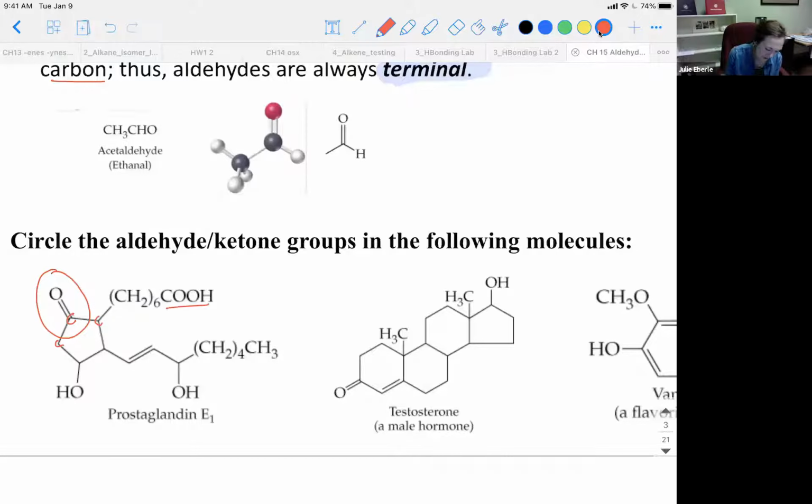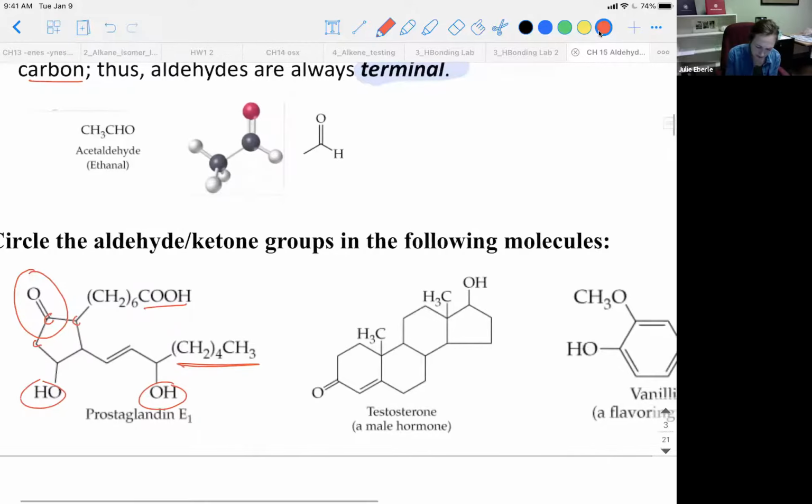This is actually a carboxylic acid. These are alcohols down here, so none of those are aldehydes and ketones. All this is CHs, so none of that is, and we got an alkene in there, but no other aldehydes or ketones. Okay, what about testosterone?